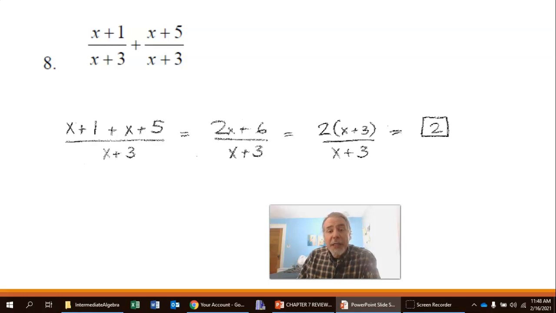We've added correctly, but we're not finished because that can be simplified. The numerator, 2x plus 6, can be factored into 2 times x plus 3, and then the x plus 3 on top and the x plus 3 on the bottom cancel and leave us with just 2 for our final answer.